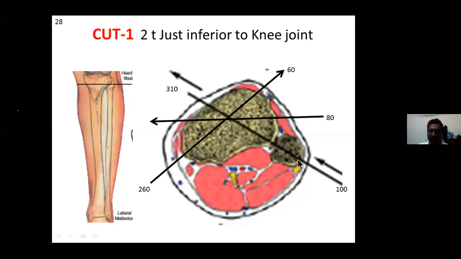Transfixation wire, if you want to place it here, then you should place the wire aiming 30 degree anterior across the proximal tibia from lateral to medial to exit medial to the patellar tendon.